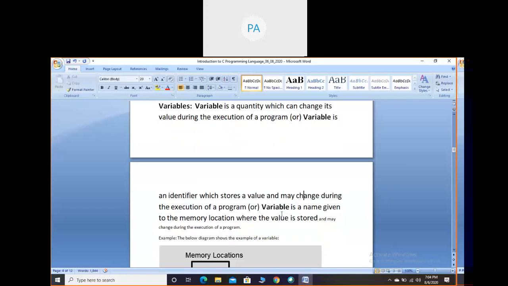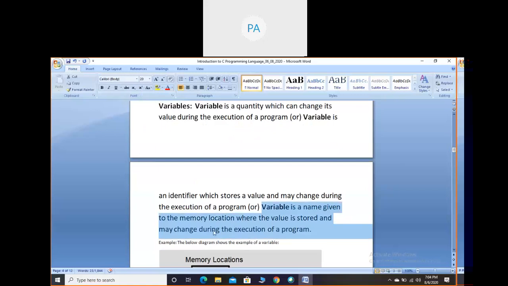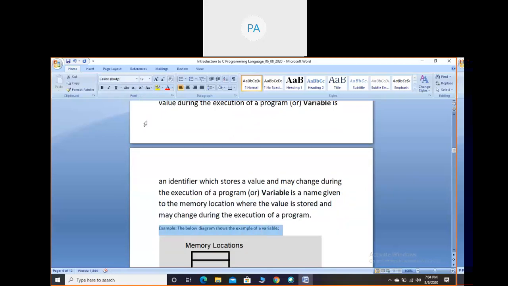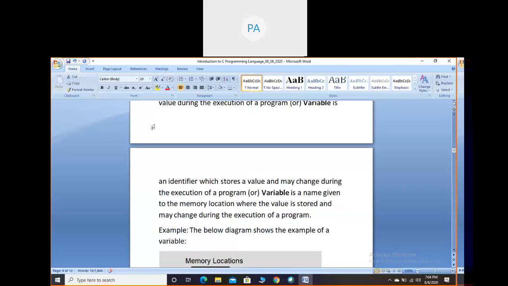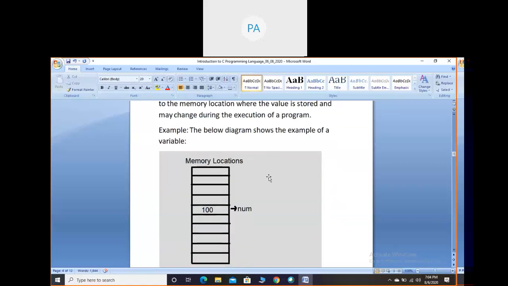Next, a variable is a name given to the computer memory location where the value is stored and may change during the execution of a program. This is a very, very important definition, because we come across it in programs. Look at this diagram; we will explain it.